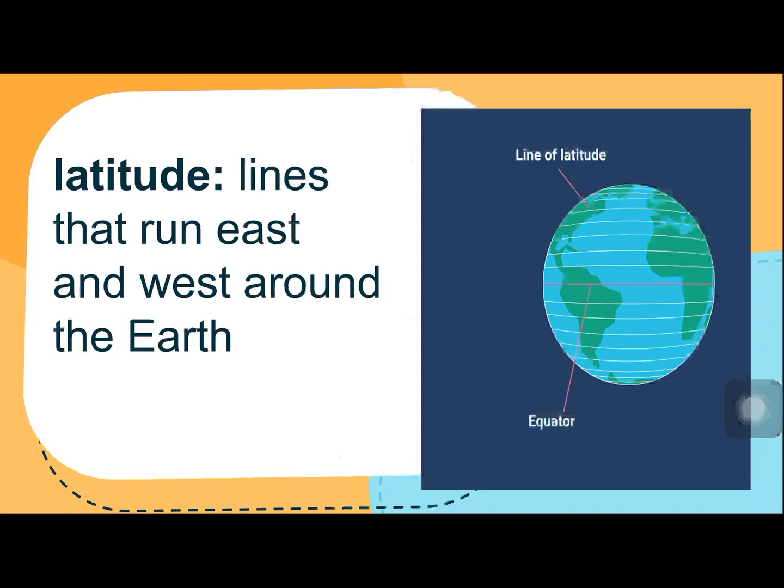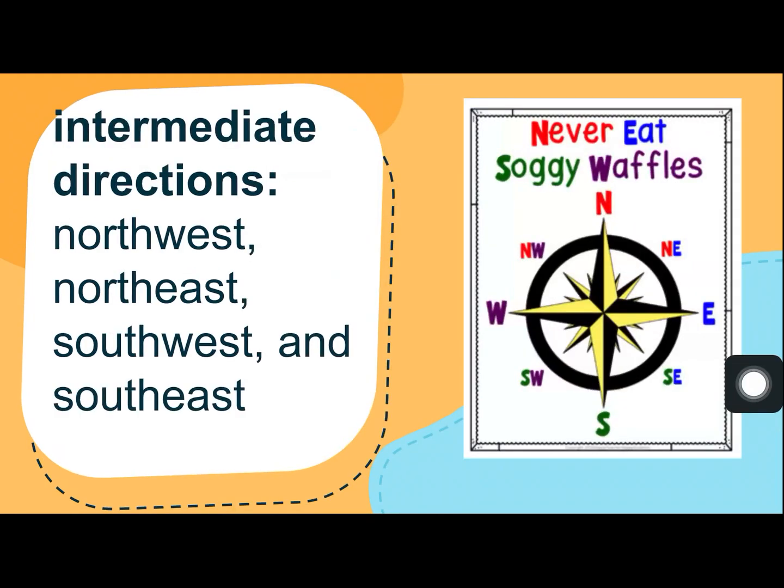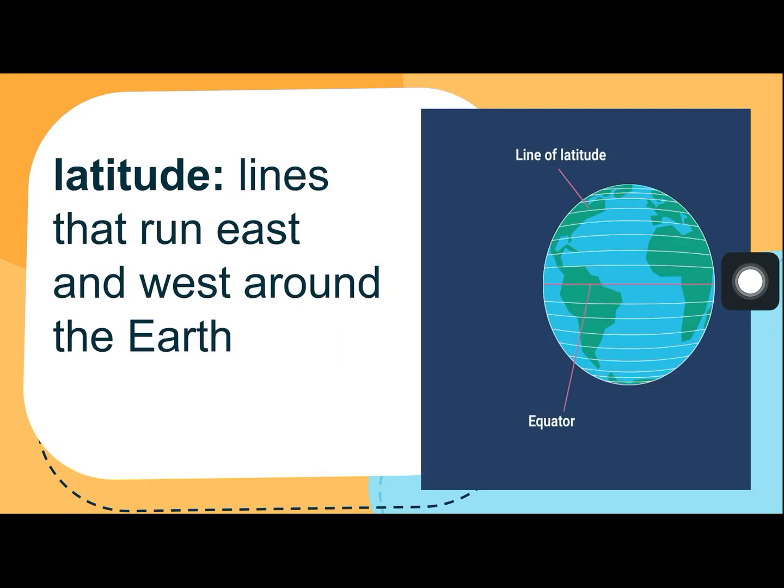Say latitude. Good. Latitude are lines that run east and west around the earth. So look at our compass here. East to west. They're horizontal. Our lines of latitude, you can see they're going from east to west. They're going all the way across our earth, and they are parallel, which means they will never touch. They are distanced in a way where they will keep going around our earth here. So those are our lines of latitude.